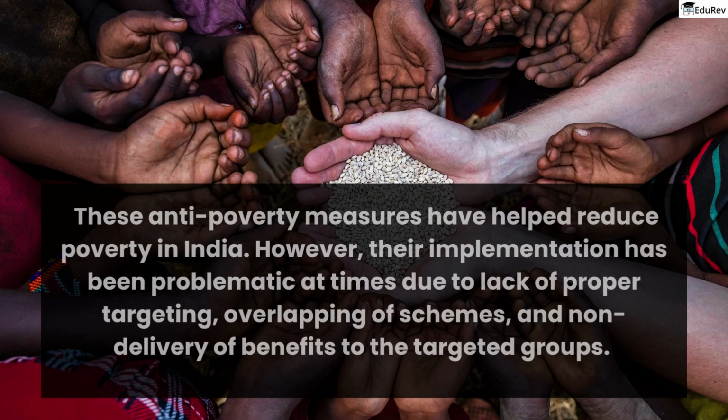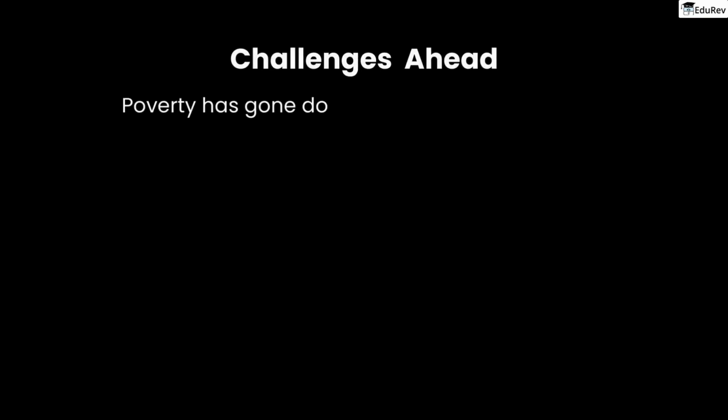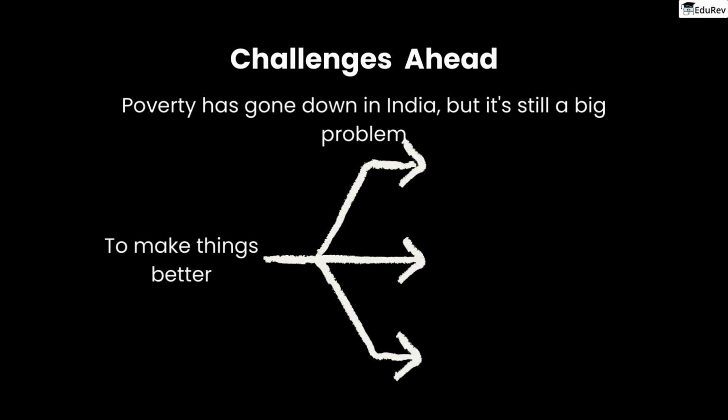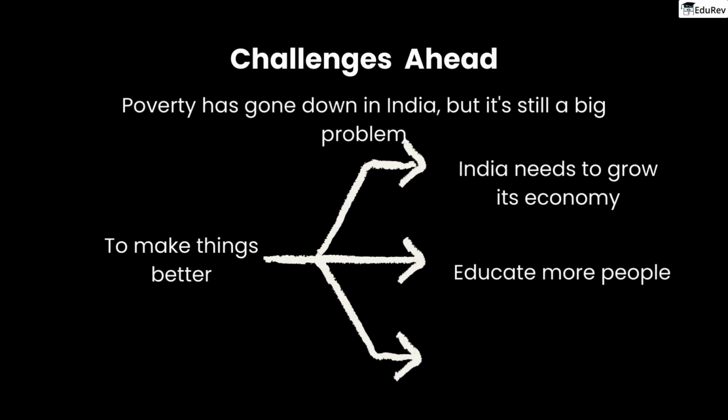Finally, let us study the last topic of this chapter that covers the challenges India must address to continue reducing poverty. Poverty has gone down in India, but it's still a big problem, especially in rural areas and certain groups of people. To make things better, India needs to grow its economy, educate more people, and treat women and poor people better. The problem is that the definition of poverty is too narrow.